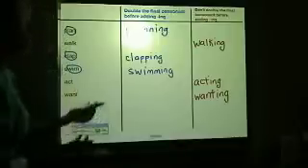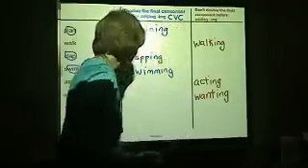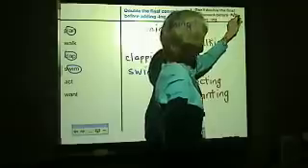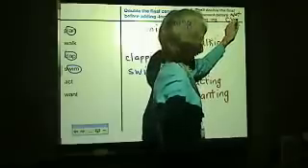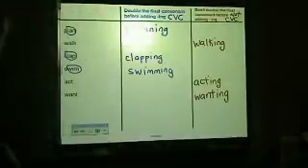When we've reached the conclusion that they all end in consonant, vowel, consonant, I would add that to our headings. These do not end in consonant, vowel, consonant, so that's why they're here, and that's why we don't double.